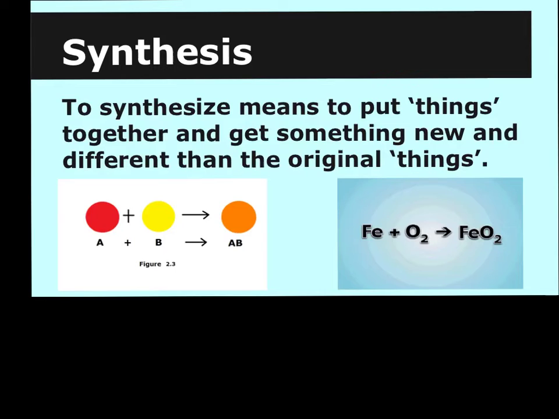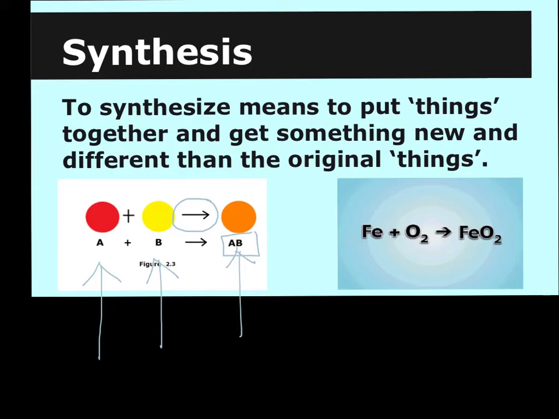So the example that we're using, and we often see in textbooks, is this. So we have reactant A and reactant B, and they are two completely different substances, and they react to yield AB. So you see how they have combined, synthesized to form something new.